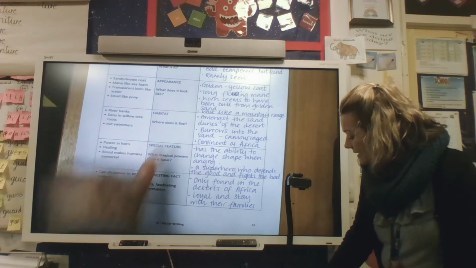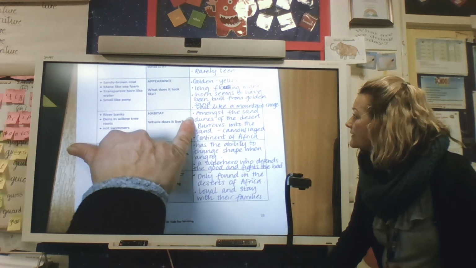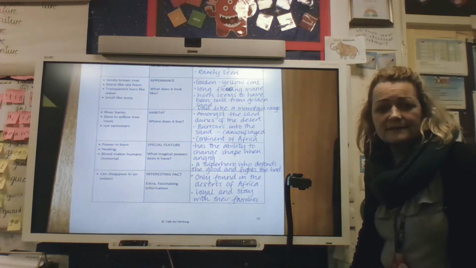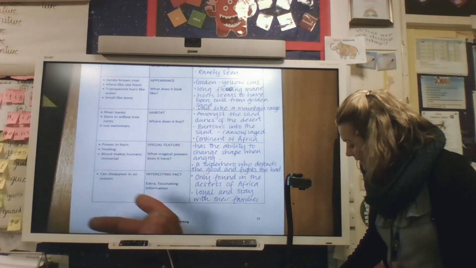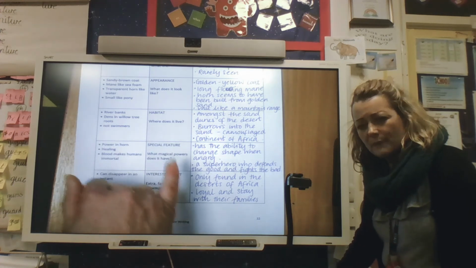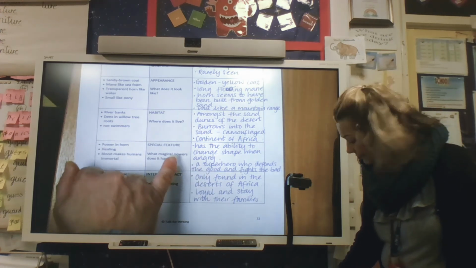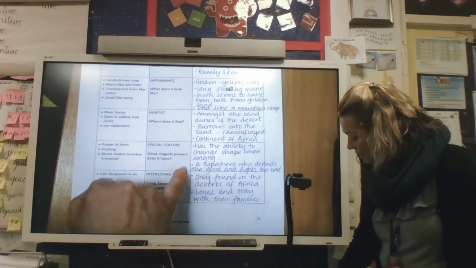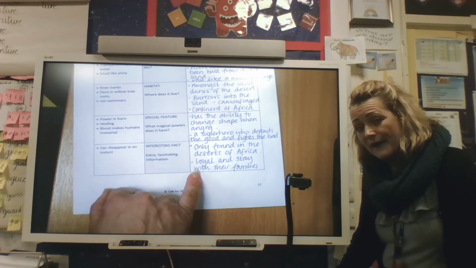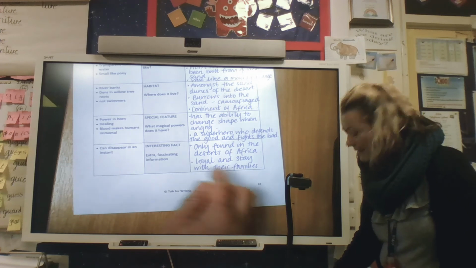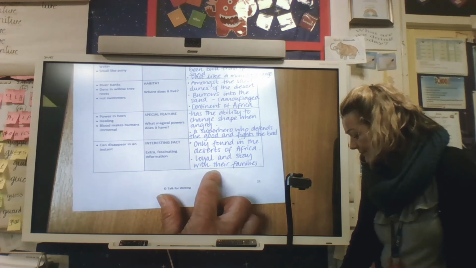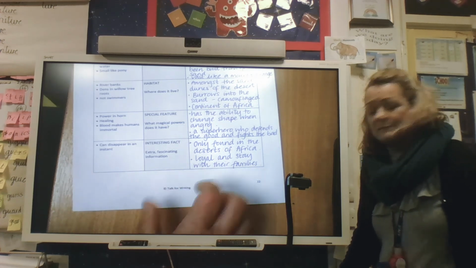For my habitat, I said they live amongst the sand dunes of the desert. They have burrows, or they burrow into the sand, so that means they're well camouflaged. And I've said that they live in the continent of Africa. For special features, my unicorn has the ability to change shape when angry. My unicorn is a superhero who defends the good and fights the bad. My interesting fact, I'm going to say something about they're only found in the deserts of Africa and that they are loyal and that they stay with their families. Okay, so I hope that's been helpful for yours.